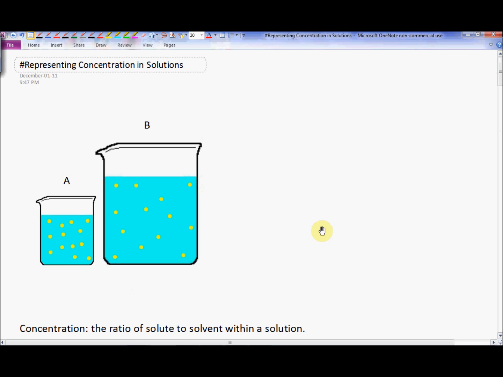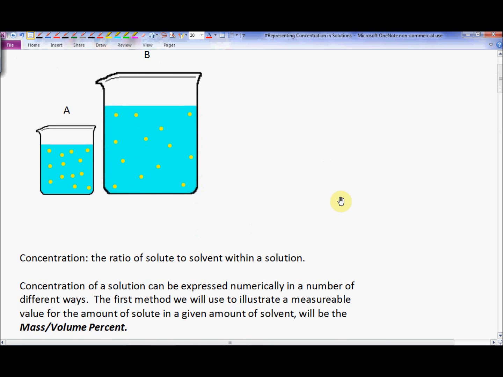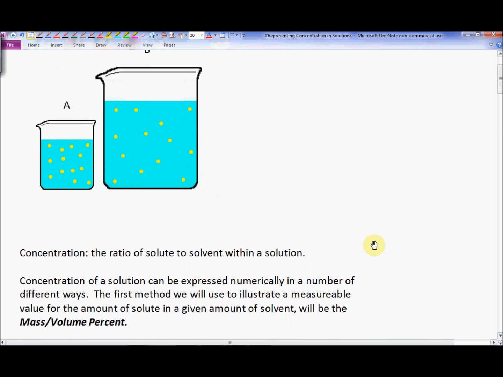And so what we want to do is we want to represent concentrations. We want to have a standardized way of representing concentrations. In fact, over the years there have been several different ways of representing concentration, and we're going to talk about a couple of these ways just now. Okay, so it can be expressed numerically a number of different ways.